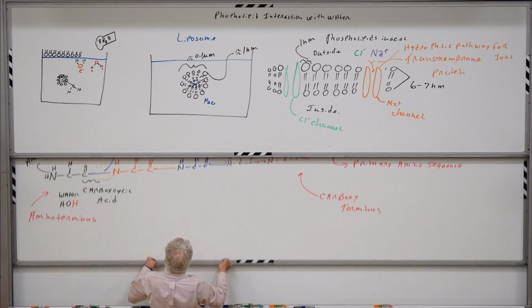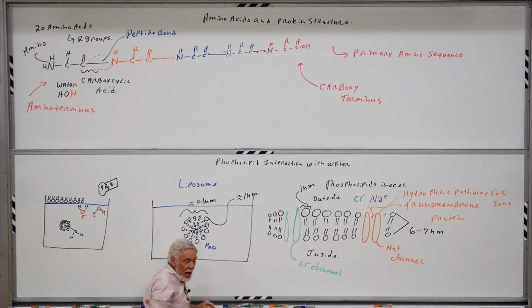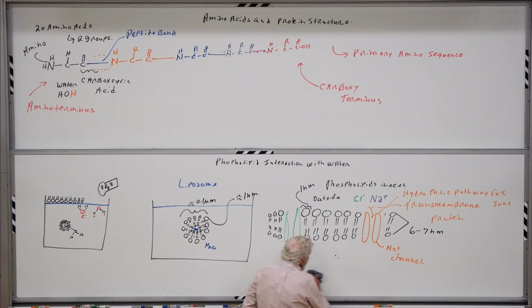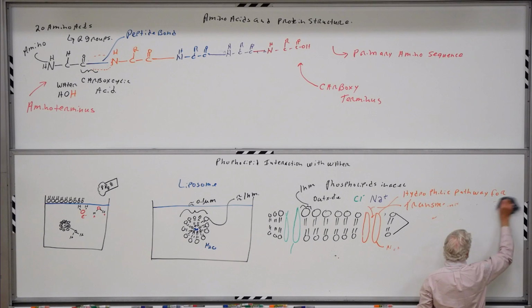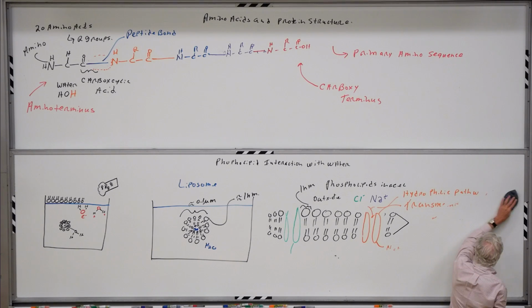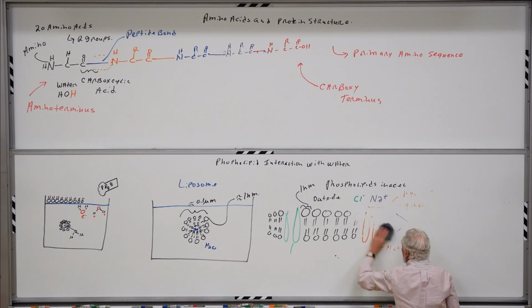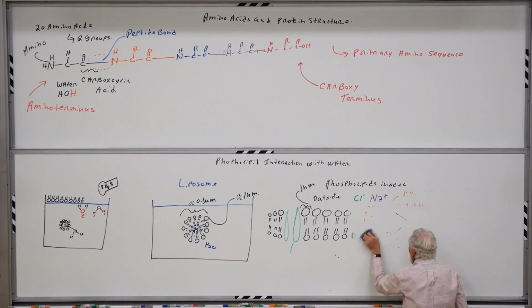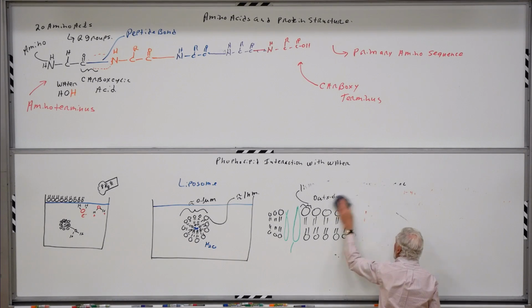So let's take the upper panel here. And we'll label this as secondary protein structure. And secondary protein structure comes effectively in two flavors. It comes in a spiral staircase flavor that we talk about as an alpha helix, and it comes in a planar arrangement called a beta pleated sheet.